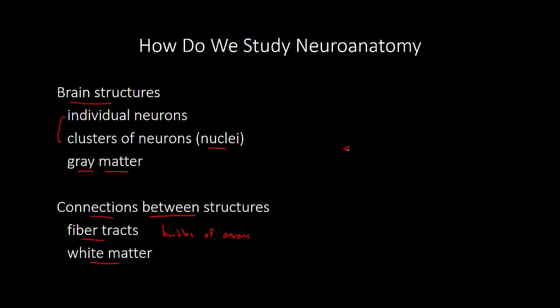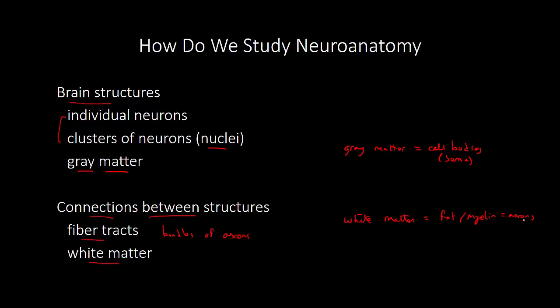So gray matter equals cell bodies, or soma. White matter equals fat, myelin, which equals axons.